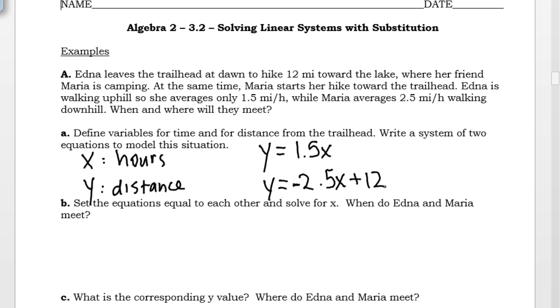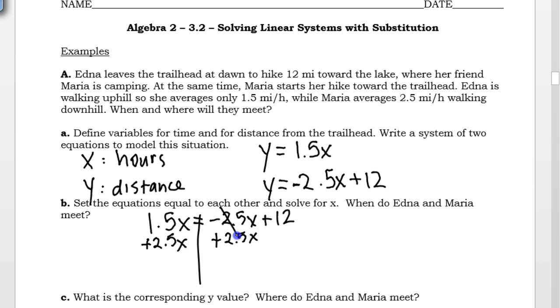Set the equations equal to each other and solve for x. So I'm going to write the first equation, 1.5x, equal to the second half of the second equation, and then I just need to solve for x. So I'm going to start by combining my slope terms. If I add 2.5x to each side of the equation, I will have 4x equals 12. Divide both sides by 4, and x is 3.